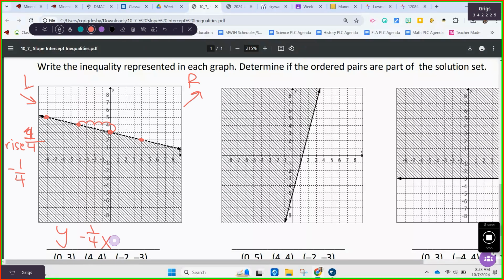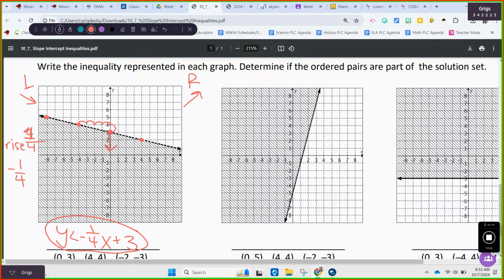Plus 3. Now, looking at our dots, is it shaded above or below? Below. So is it going to be less than or greater than? Less than. Is it a solid boundary line or dotted boundary line? Dotted, so you can't pick any of them on the line. So it would just be this right here.